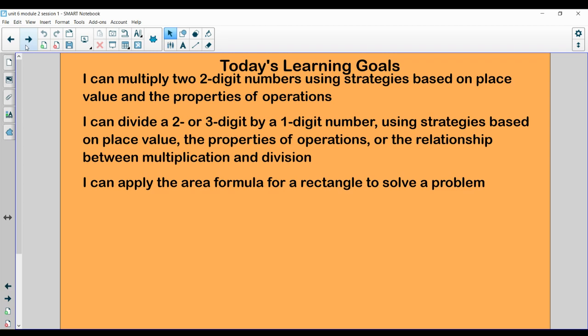Today's goals: we're going to be working with multiplying two-digit numbers using strategies, being able to divide 2 or 3-digit numbers by a 1-digit number using base 10 strategies, properties or operations, and then also being able to apply the area formula for a rectangle to solve a problem.